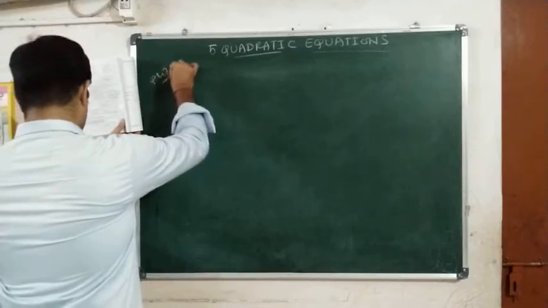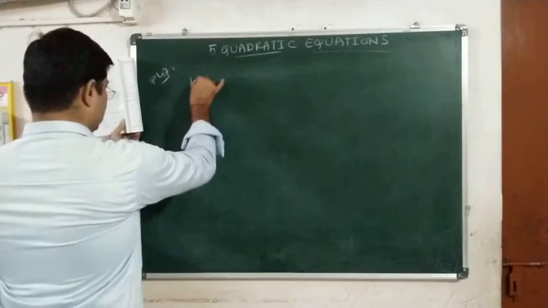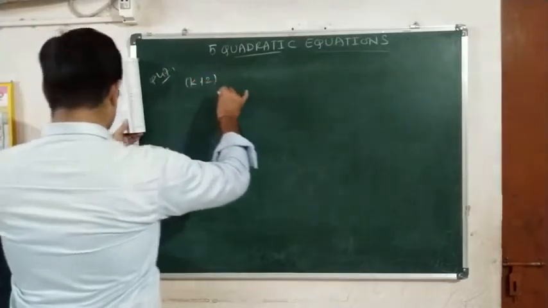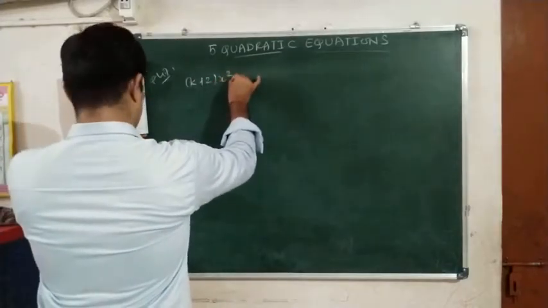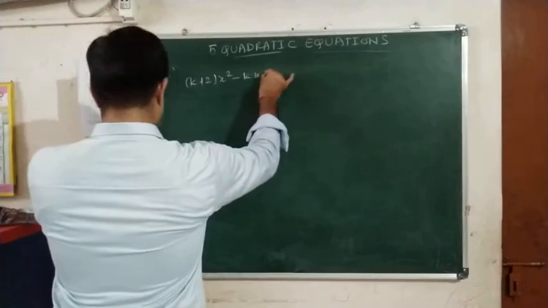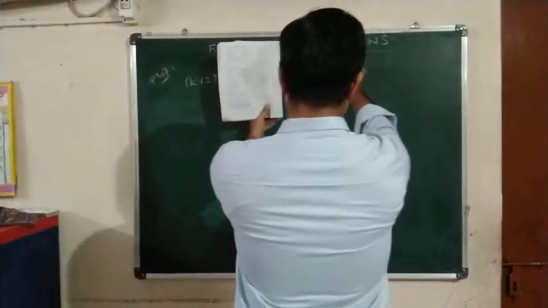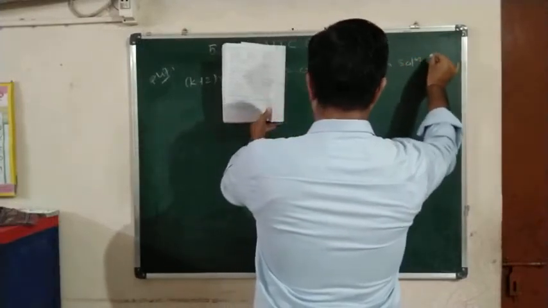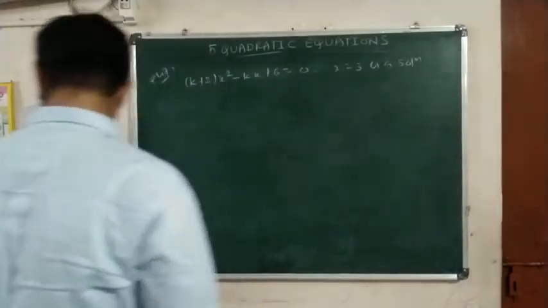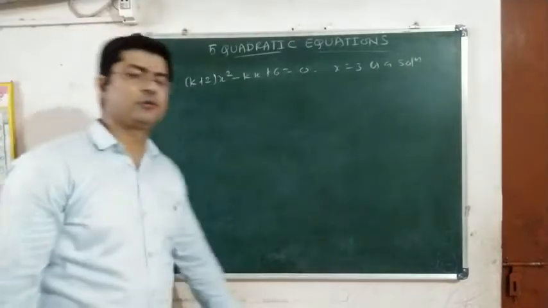Question number 47. We are given: find the value of k for which x equals 3 is a solution of the given quadratic equation. The quadratic equation is (k + 2)x² − kx + 6 = 0. x = 3 is a solution of this quadratic equation, so we have to find the value of k. Also we have to find the other root.